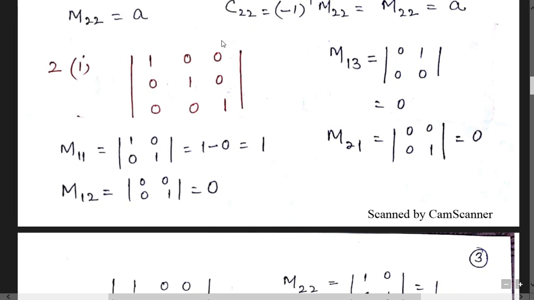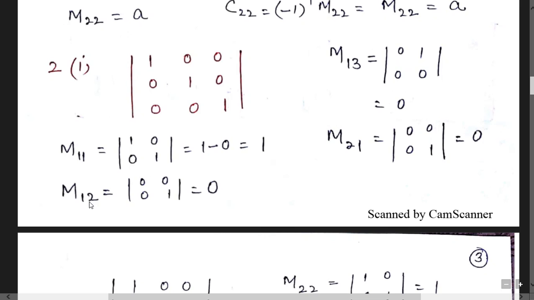1 0 0 0 is basically an identity matrix. What is the meaning of M11? This one is the 1 1 element. Now you have to take care of the 3 by 3 matrix. Listen carefully. You have to delete the first row and first column. What are the remaining elements? These are the remaining elements: 1 0 0 1. You can cross multiply these and find the answer.